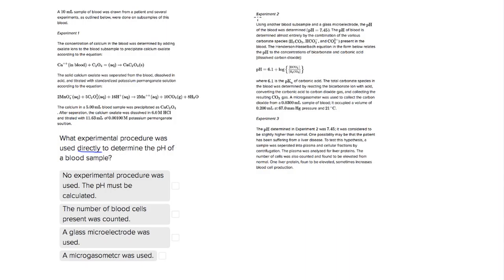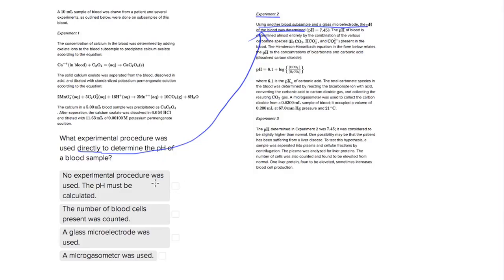So if we look at experiment 2, we see that the pH of blood is determined using another blood subsample and a glass microelectrode. This is how the pH of blood was determined. So this is what ties into that idea of directness. So we know that we need the microelectrode to directly measure the pH of blood. So let's look at our choices and see what we can make of that.